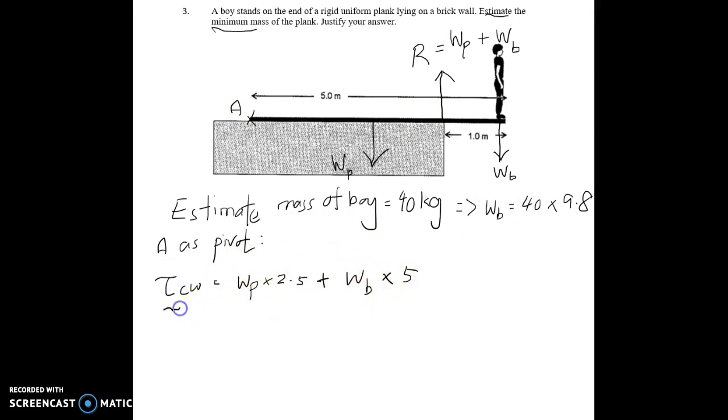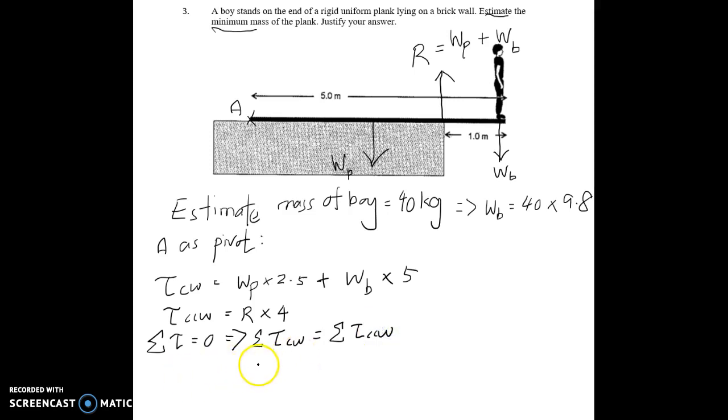And you have to work out the counterclockwise. Counterclockwise is given by none other than R, the reaction. The lever arm here is 5 minus 1, which is 4. Then you're good to go. If you apply rotational equilibrium, the sum of all the torque about any pivot will be 0, meaning the clockwise and anti-clockwise summation will be equal.